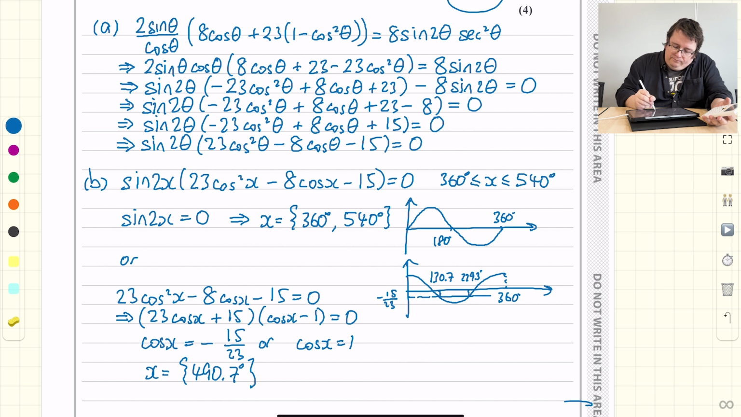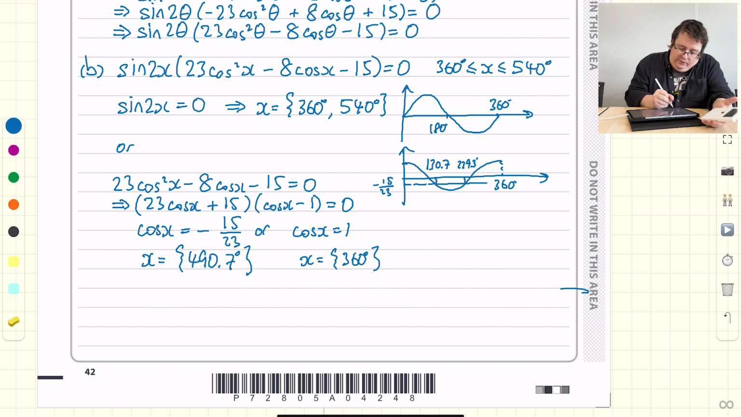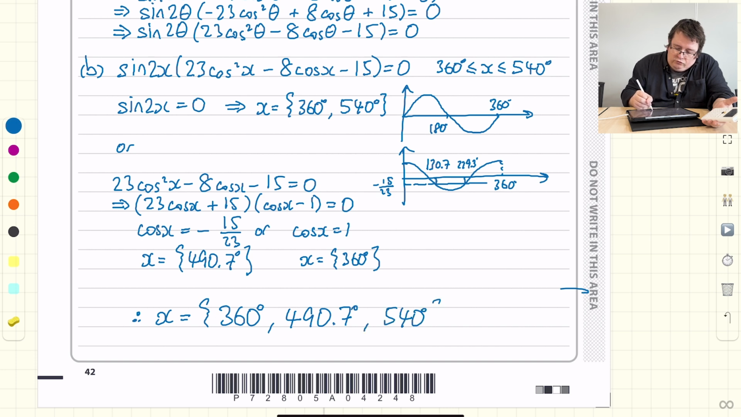Cosine x equals 1 will happen at 0. It'll happen at 360. Okay, we've already got 360. And the next one will be 720, which is outside the range. So therefore, the solutions are 360, 490.7, and 540 degrees. And they're the three solutions I'm looking for.